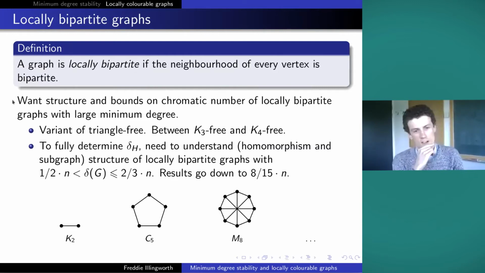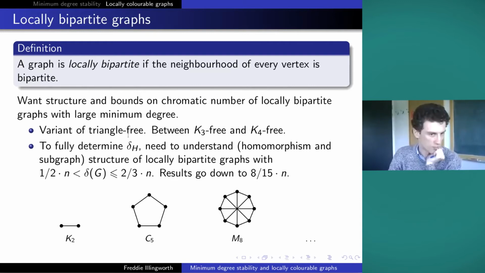And this is a variant of being triangle-free, right? In a triangle-free graph, every neighborhood is independent, so every neighborhood is 1-colourable. Locally bipartite says every neighborhood is 2-colourable. More generally, you can think about locally tripartite or whatever. And it's a variant of triangle-free, but this family of graphs lies between triangle-free and K4-free, because a K4 is a vertex joined to a triangle, so it's not locally bipartite. So it's quite a natural family of graphs squished between these two.